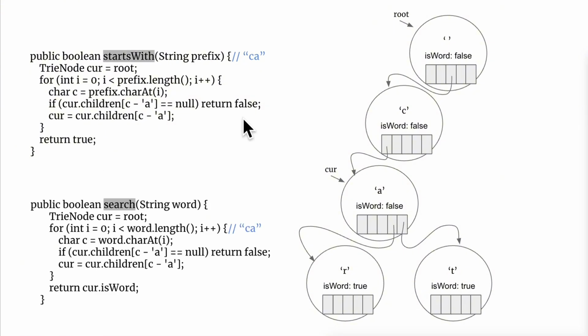And in the end, we can compare these two functions, starts with and search. As you can see, they have almost the same code but return different results. In this starts with function, if the for loop fully executes, traversing each character of CA, it means we have this prefix. However, in the search function, after traversing each character of CA, we check whether the current node is flagged as is word being true. If so, it is considered a complete word in this trie tree.